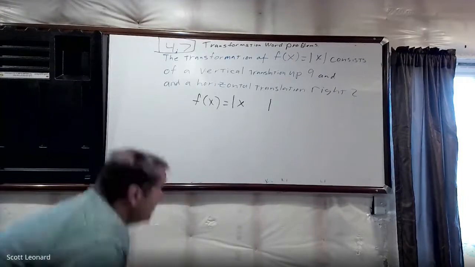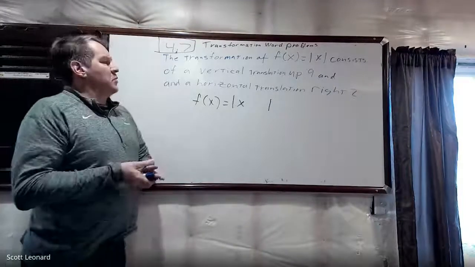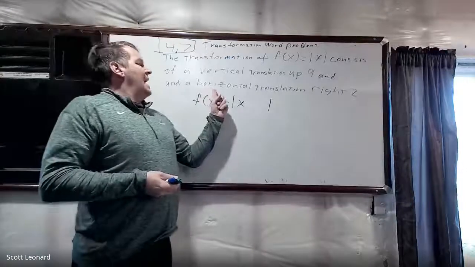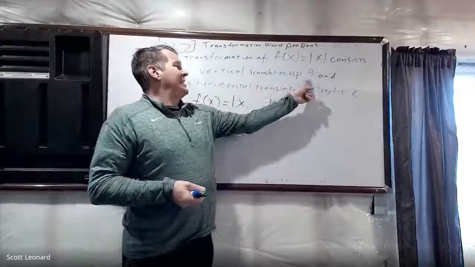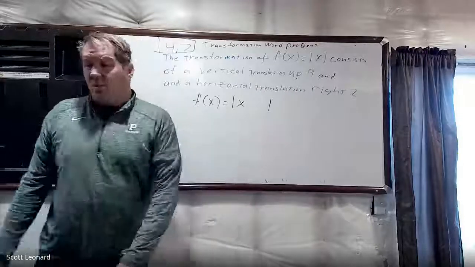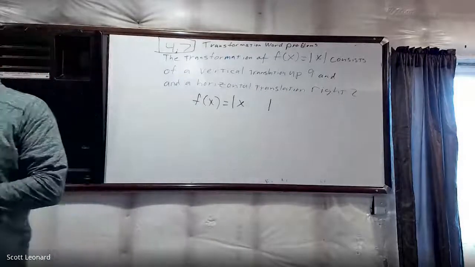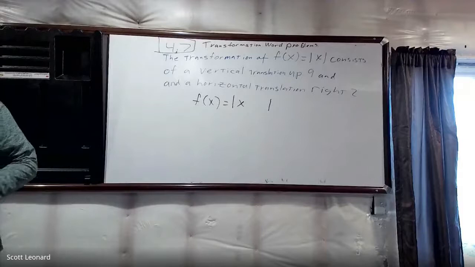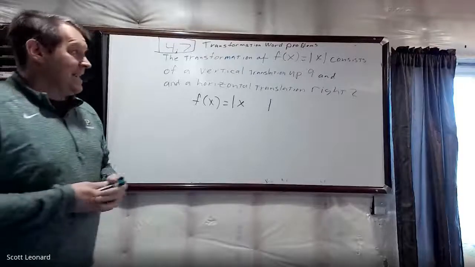All right, so we'll take volunteers here. What do I need to do to vertically translate up 9? What should I add to this equation? Anybody want to take a guess? Take a stab at it. Plus 9 at the end. Add 9 onto the end.